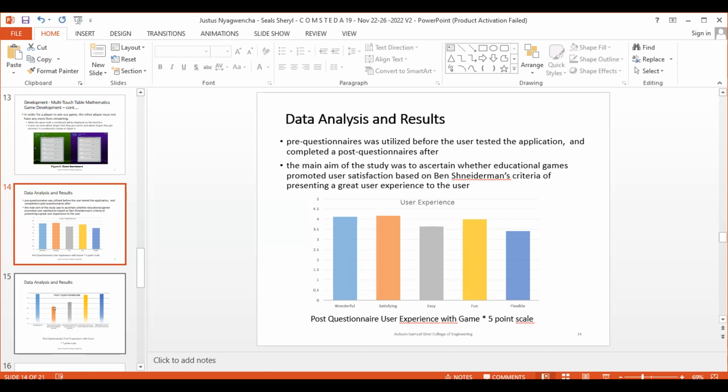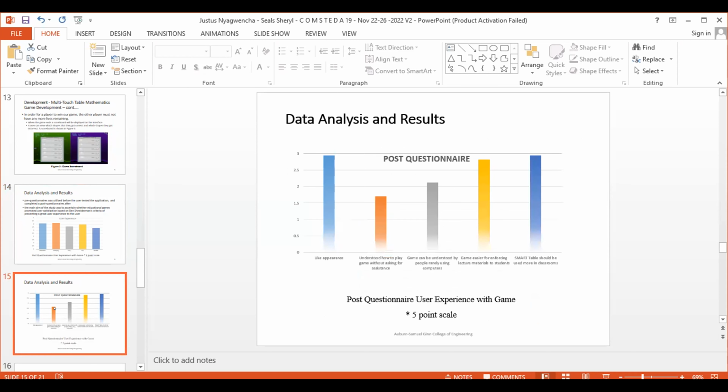So we placed that on Ben Shneiderman's criteria of presenting a great experience. Ben Shneiderman is a usability and human-computer interaction expert at the University of Maryland, College Park. Then the other one was the post-questionnaire, given after they did the experiment.